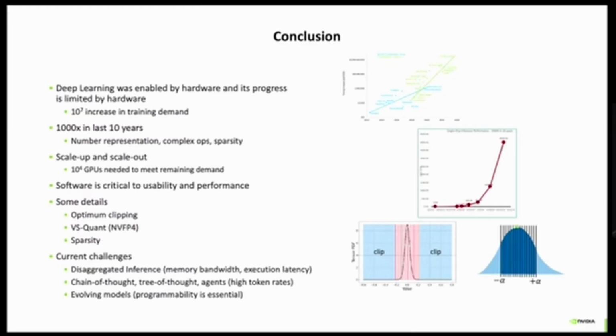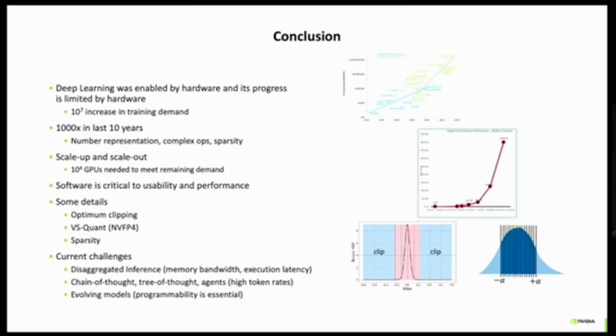The way we've done this is we've increased the performance of single GPUs by 1,000x in 10 years and by about 4,000x in 12 years. And this has mostly been through number representation and complex operations. Process technologies played a very small role. Software is absolutely critical to make these things usable and to realize the performance of that hardware. And I've given you some glimpses of things that we're doing to do more with less, including optimal clipping, vector scaling, and I had to skip over the sparsity.